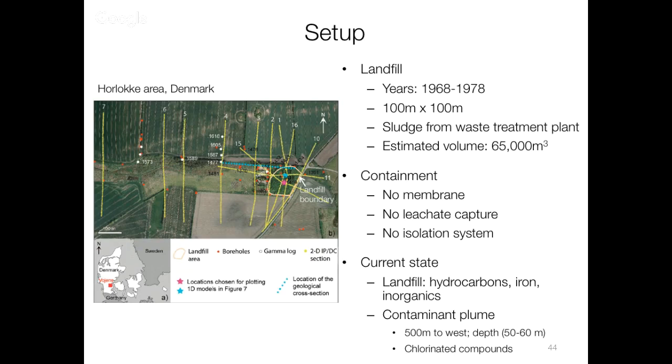What we see on this map is an outline where they believe the waste is, the landfill boundary. All of these other lines are locations where they've done DC resistivity and IP. They've also done gamma log sensing at these white dots. Gamma logs are really sensitive to the amount of clay that's there. So they'll use DCIP as well as information from gamma logs.